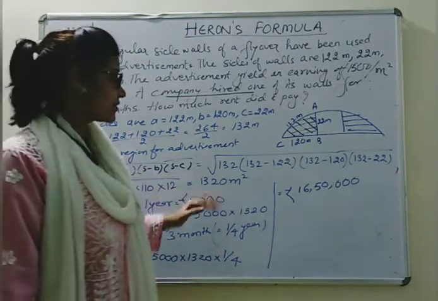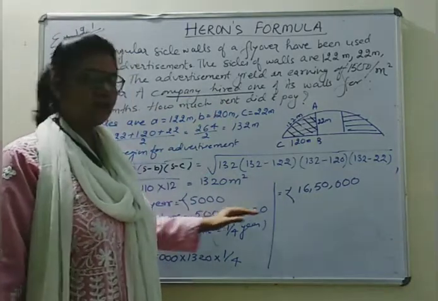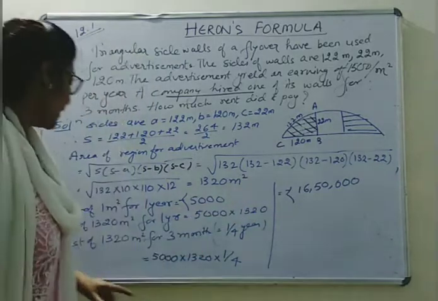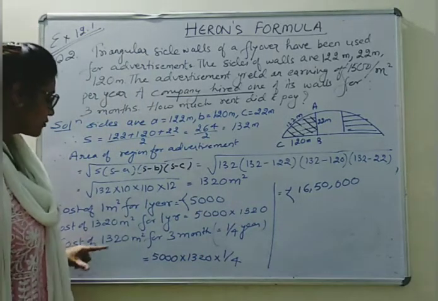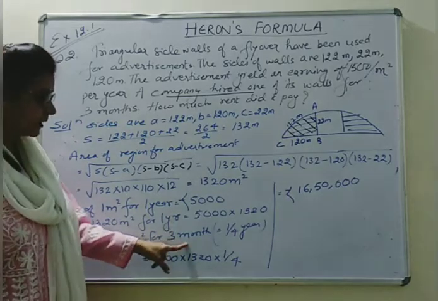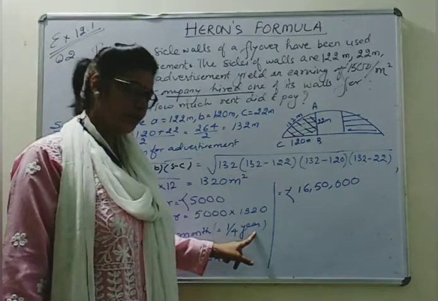Now what is asked? How much rent is there? It is not necessary that every time you do the calculation, so let it stay like this. Then we have to obtain the cost of 1320 meter square for 3 months. This was for 1 year, we have to find it for 3 months. 3 months means 1/4 of the year.